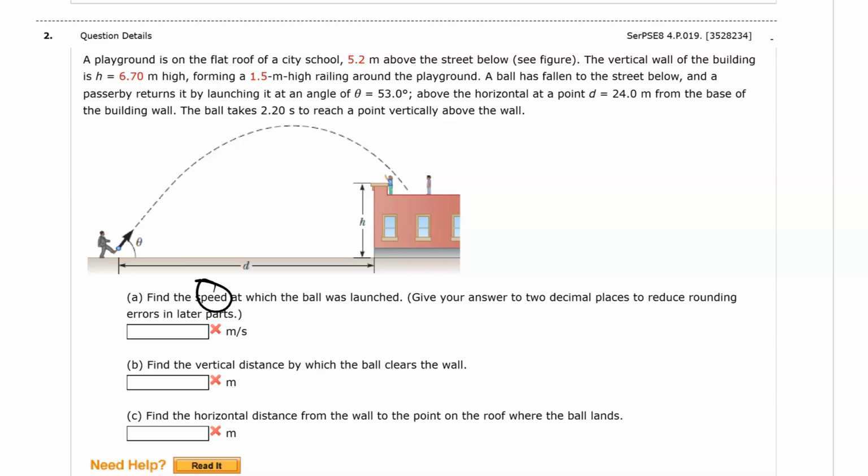Looking at the situation, there's some information that's been given to you, such as the amount of time that it takes to get over here to the point above the wall. You can use that time with the horizontal stuff to find the horizontal component of it, and use some of your angle stuff to figure out what the total velocity is. Just a few hints there along the way.